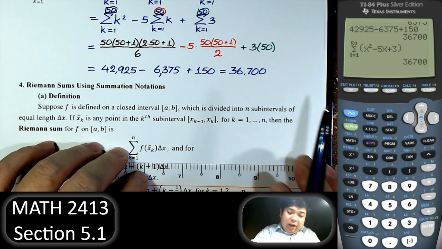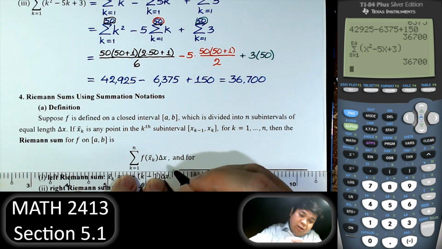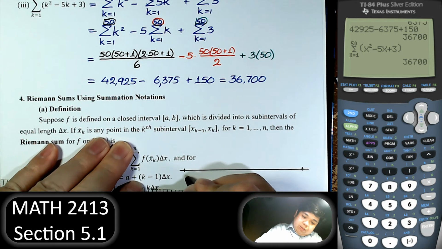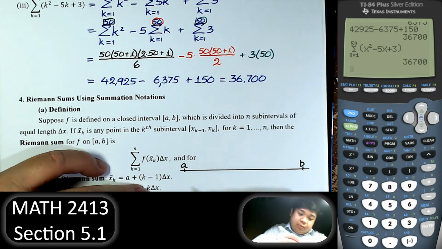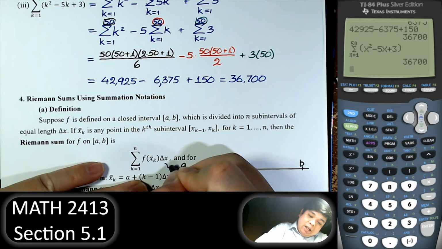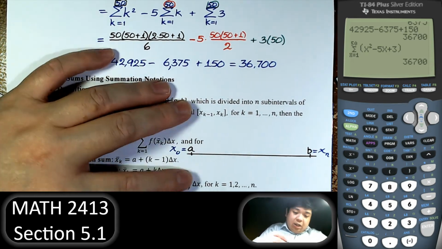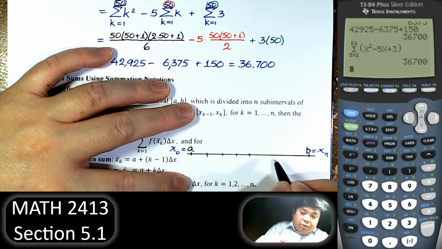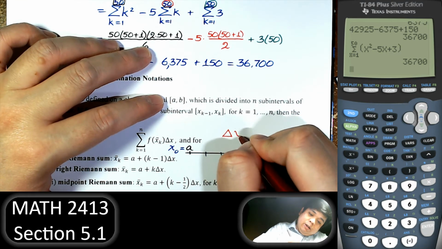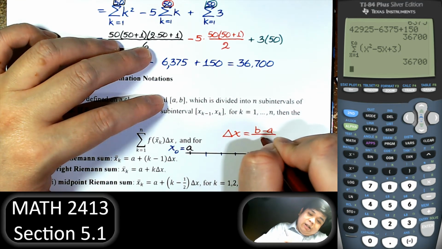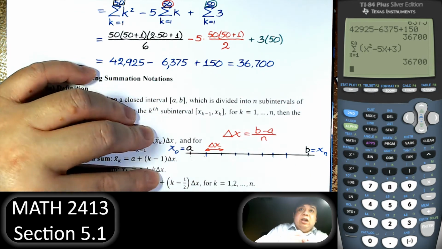systematic way, remember the way we define, we have an interval from a to b divided into n subintervals. The first point we let equal x naught. The last point we'll let equal x sub n. With that, we divide into a bunch of rectangles. As before, the width is equal to b minus a over n. And for each one, the width of one rectangle is delta x.